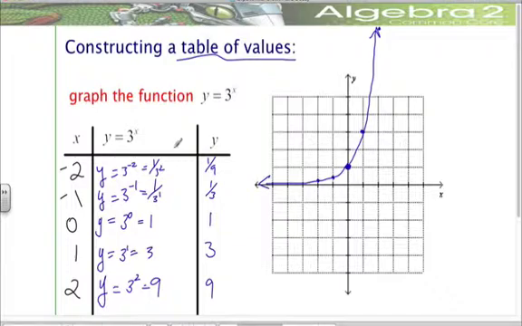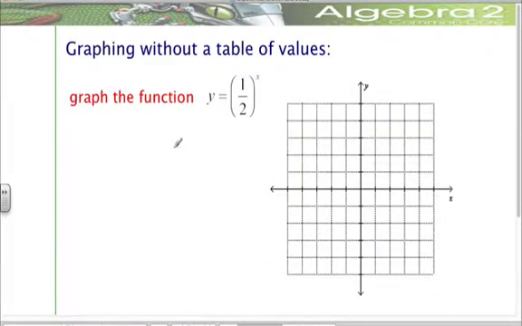All right, so we can always use the table of values to construct an exponential function. But let's see if we can identify a quicker way to do it. So if I want to graph an exponential function without doing a table of values, the first thing that I want you to remember is the initial point.